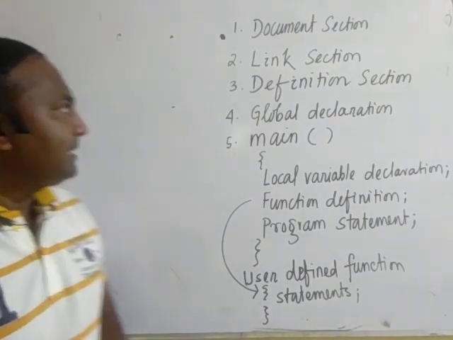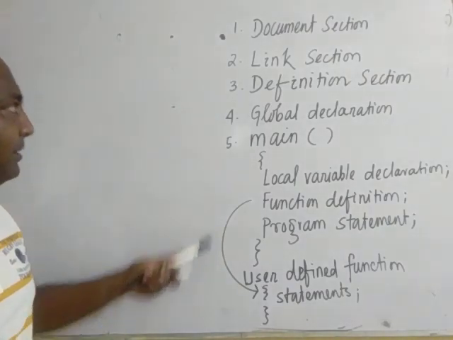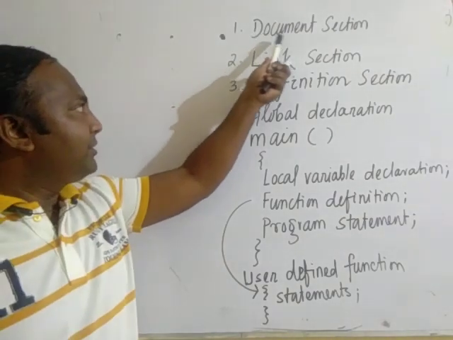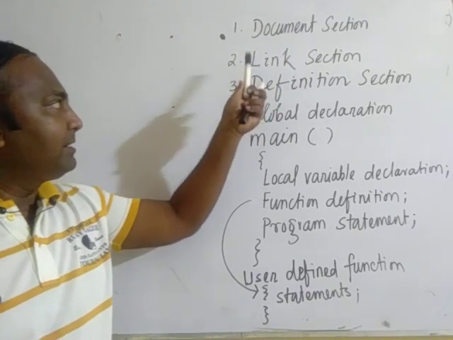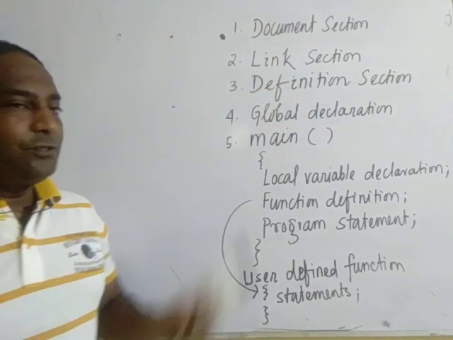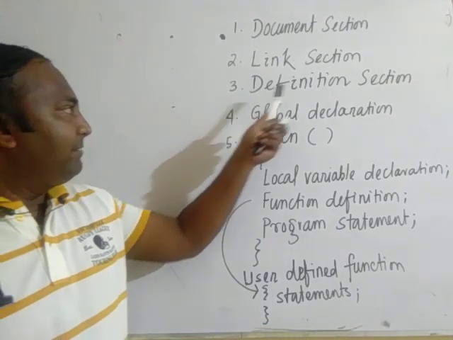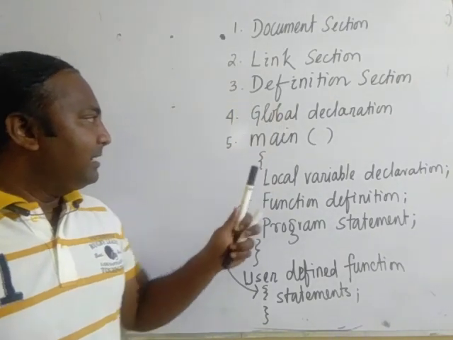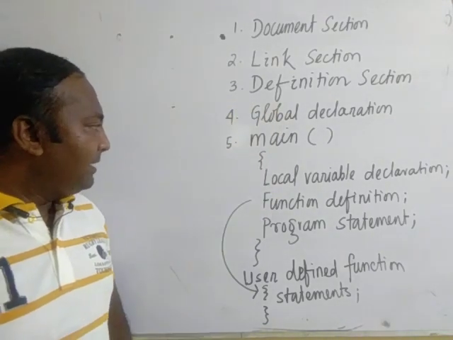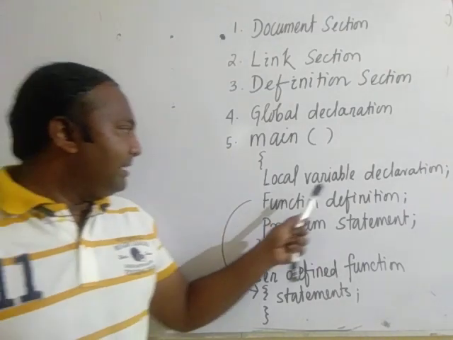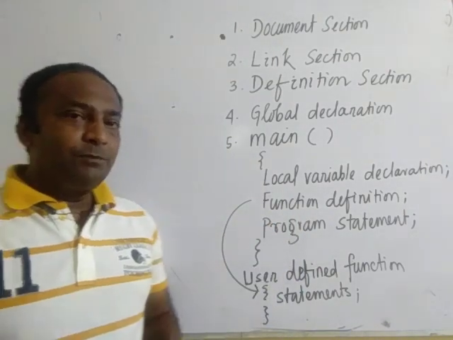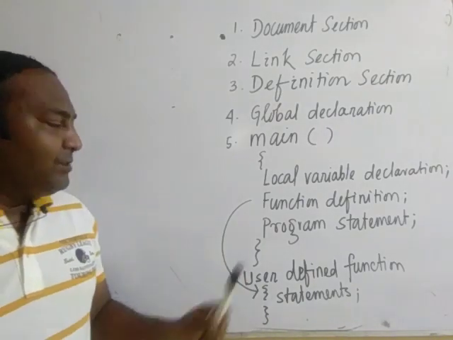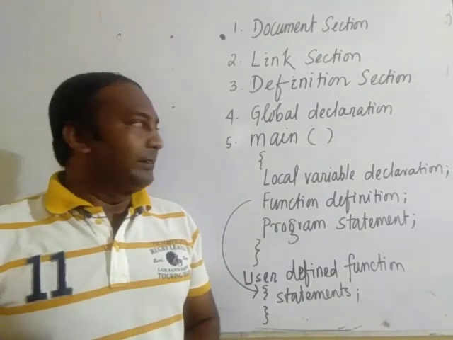Just see, this is the basic structure of a C program. The first part is the document section, which is not a mandatory part, it is an optional part. The second part, linking section, is also an optional part. Then definition section, global declaration, main function. Within the main function, there is local variable declaration, function definition, and program statements, what the program is to execute, and user defined functions. We will discuss one by one.